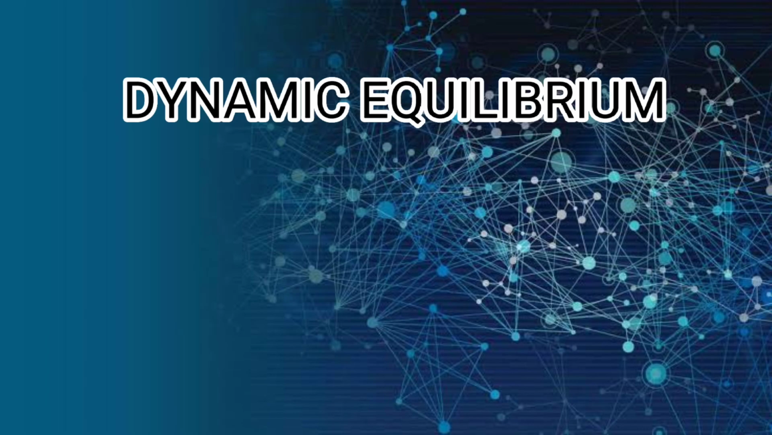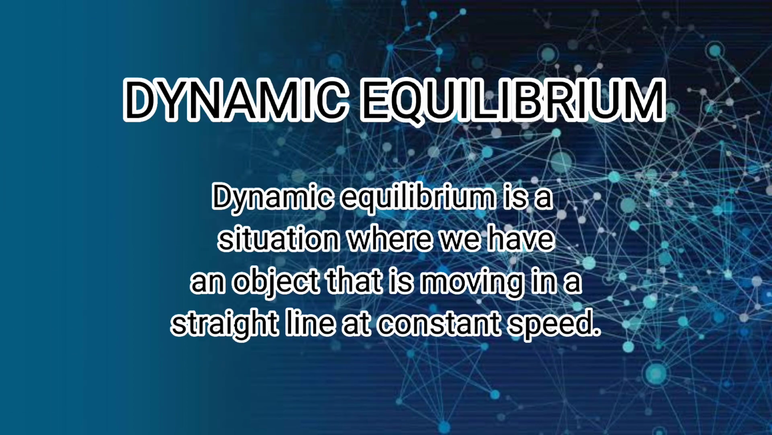Now, I'm going to discuss dynamic equilibrium. Dynamic equilibrium is a situation where we have an object that is moving in a straight line at constant speed.